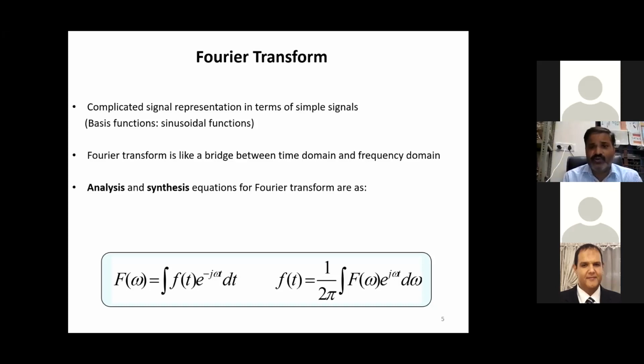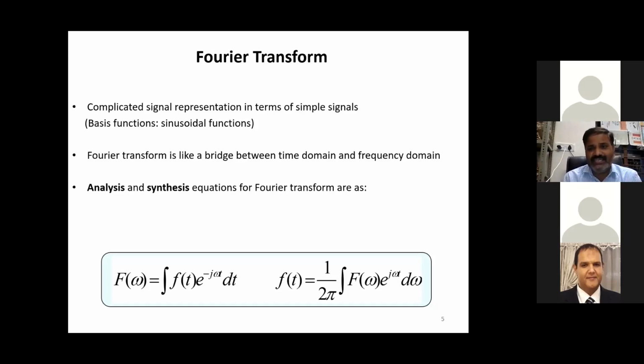And this analysis and synthesis process can be represented mathematically with the help of two equations that you can see on the slide. The first one is called the analysis equation, and the second one is known as the synthesis equation. In analysis, we integrate the signal from minus infinity to plus infinity over the entire time. So there is no time in the frequency domain. Similarly, when we are performing the synthesis process, we are integrating frequency from minus infinity to plus infinity. So there is no frequency in the time domain. So time domain and frequency domain are both disjoint.